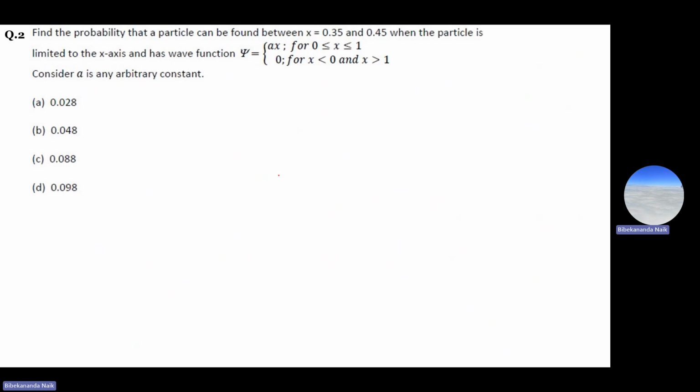The options are option A 0.028, option B 0.048, option C 0.088, and option D 0.098. First, since the wave function is given but is not normalized, we need to normalize it. Then, after normalizing the wave function, we will calculate the probability. This type of problem we have already discussed in the previous class also. So I'll give you a few minutes to try this question. Then we will discuss.